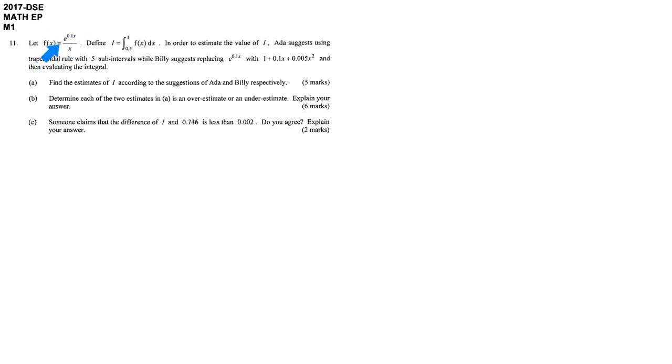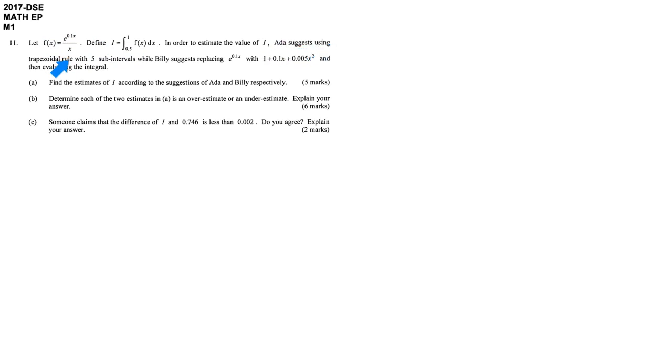There is a function f(x), and I is the integral of that function. It's because this is too difficult to integrate. We have no idea how to integrate it. That's why we need to estimate the value. And there are two methods to estimate it.